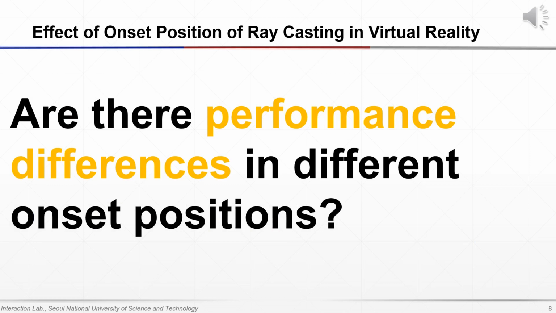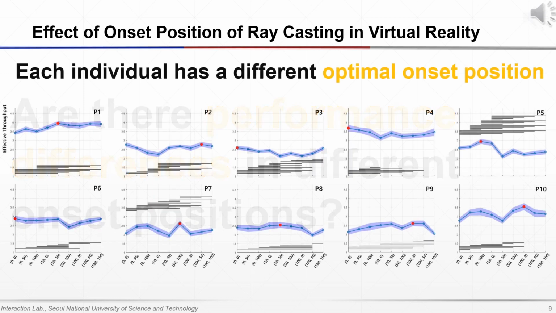So, in our experiment, did we find any performance differences based on onset position? The answer is yes. We found performance differences in different onset positions within each participant. We identified several significant performance differences and also found positions that yielded optimal performance for each participant.